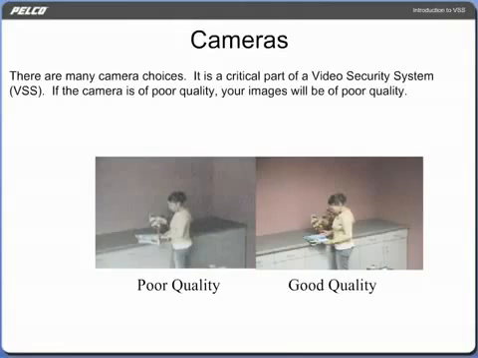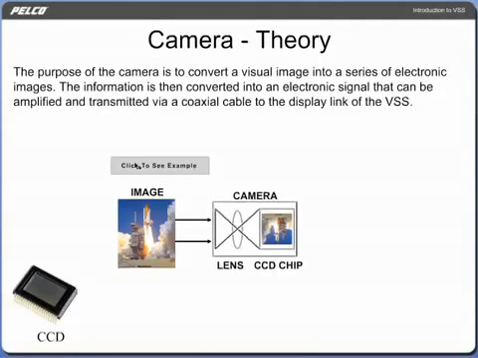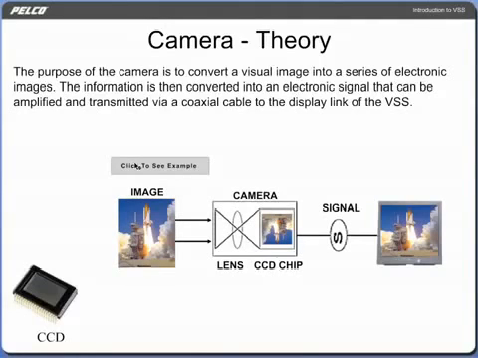a system. The purpose of the camera is to convert a visual image into a series of electronic images. The information is then converted into an electronic signal that can be amplified and transmitted via a coaxial cable to the display link of the VSS.